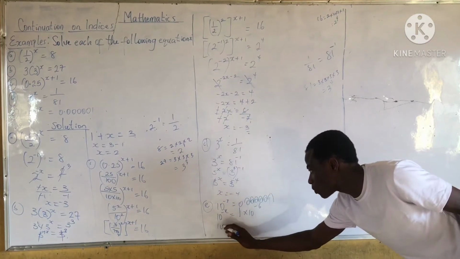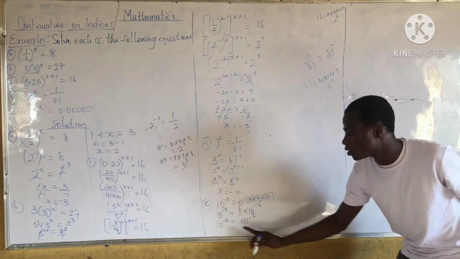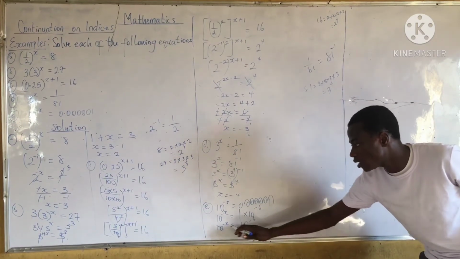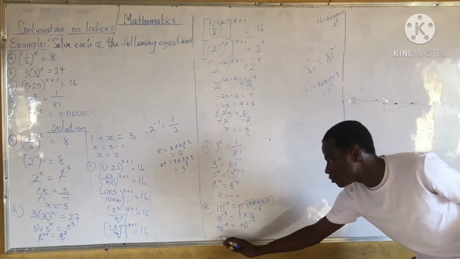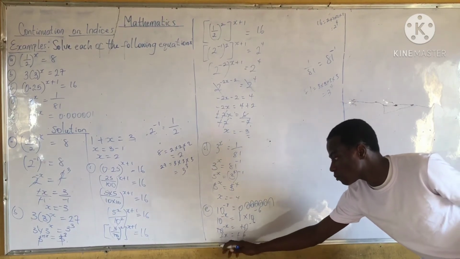So it becomes 10 raised to the power minus x equals 10 raised to the power minus 6. Now they have the same base, so 10 cancels 10. Then it remains minus x equals minus 6. Minus cancels minus. So our x now is equal to 6.